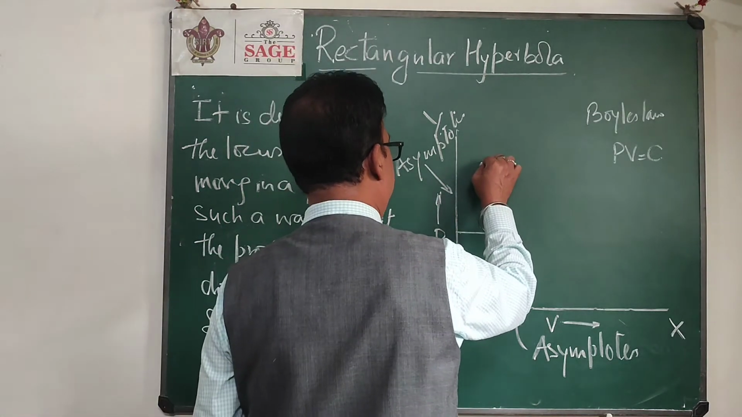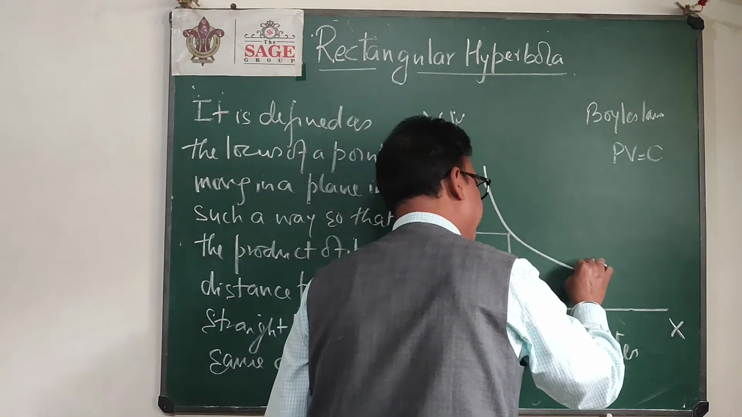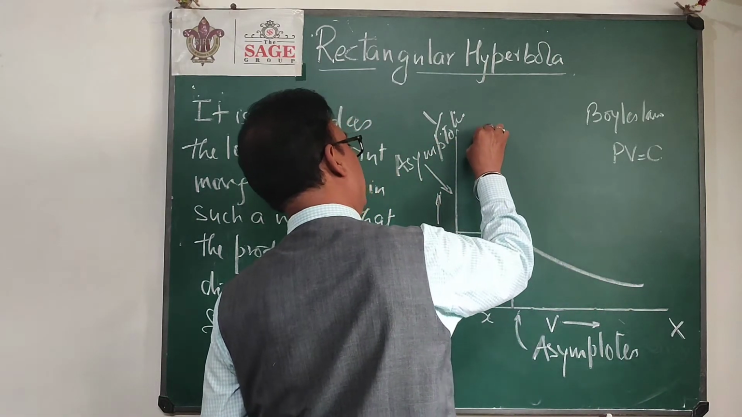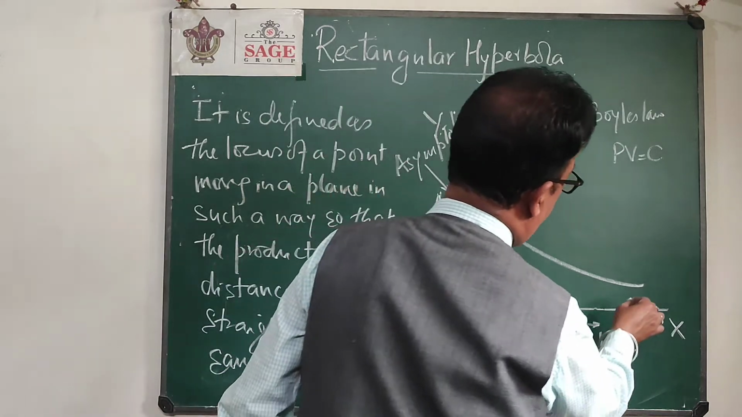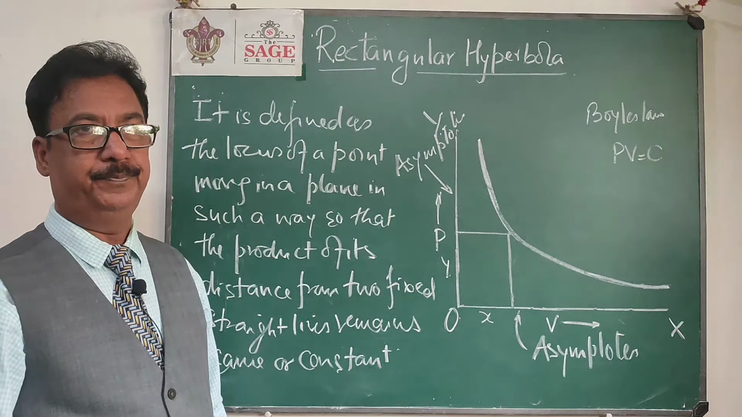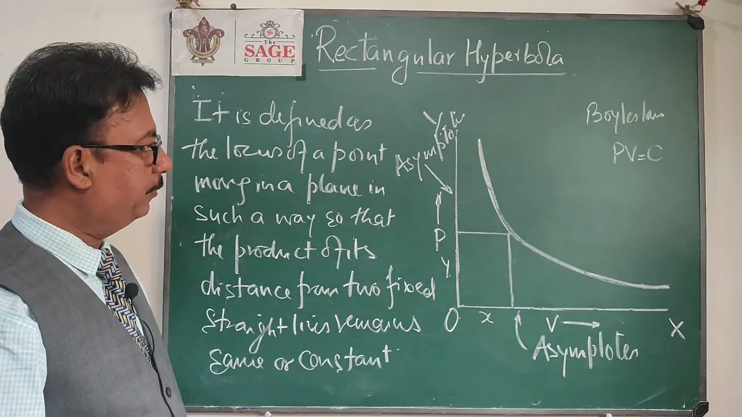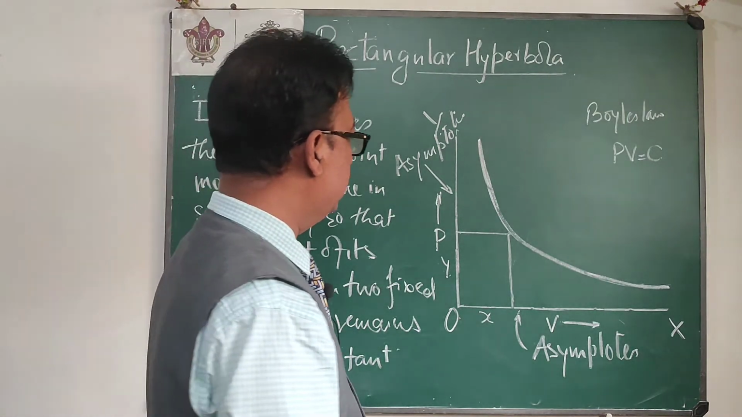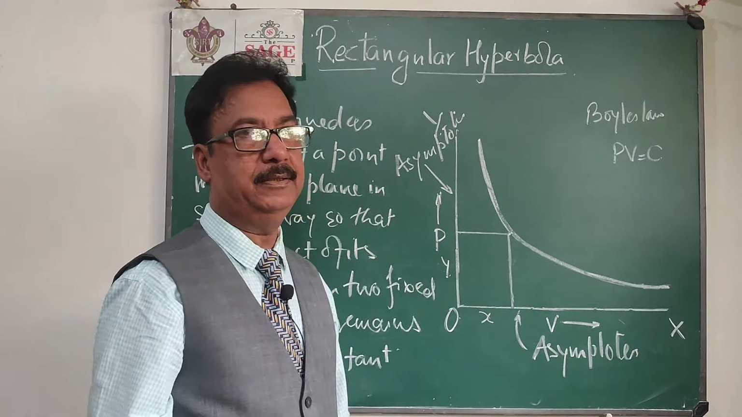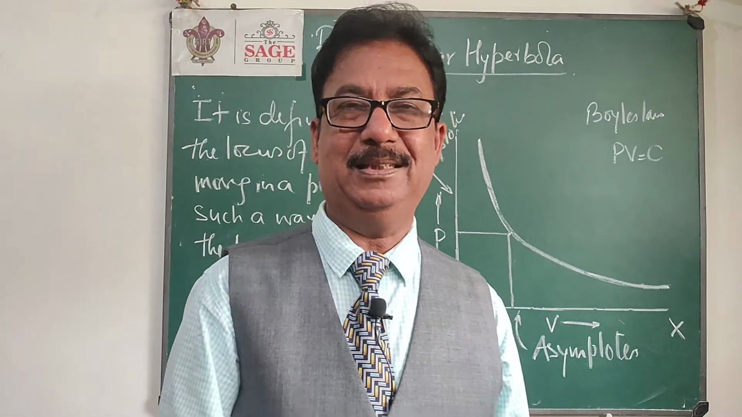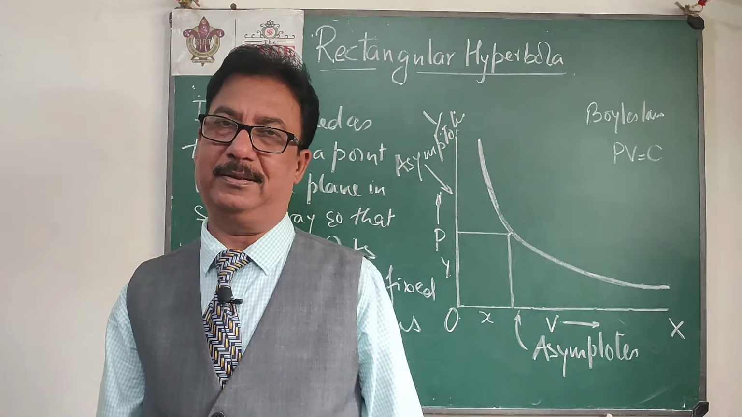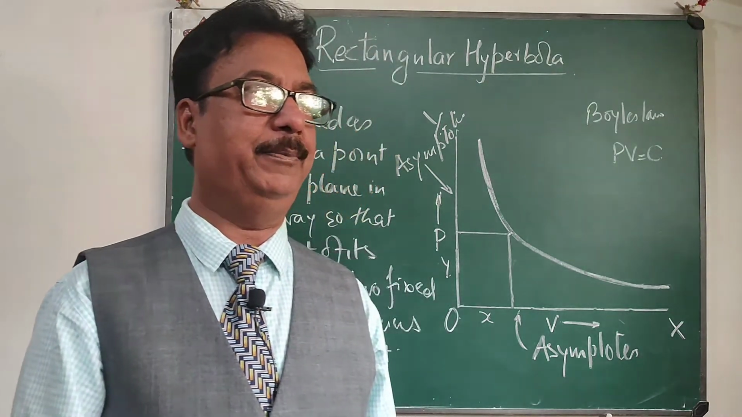And if you remember, this curve will move like this. This is the curve known as rectangular hyperbola. This is a very smooth curve used in water channels and also the curve of Boyle's law. So this is a rectangular hyperbola when the point P moves in such a way so that the product of the distance from these two fixed straight lines, our horizontal x-axis and y-axis, remains same or constant.